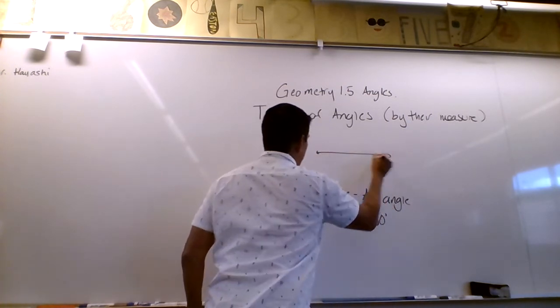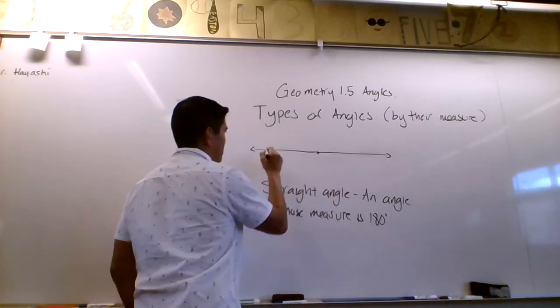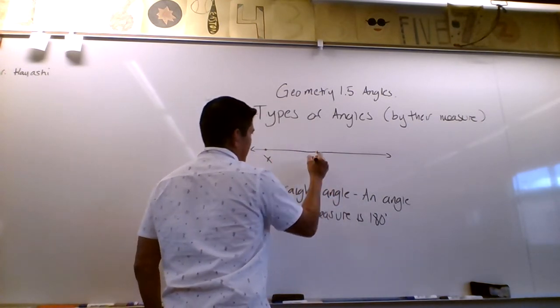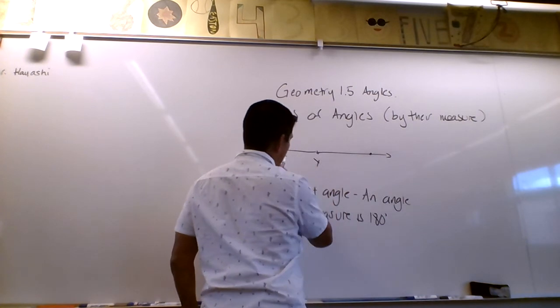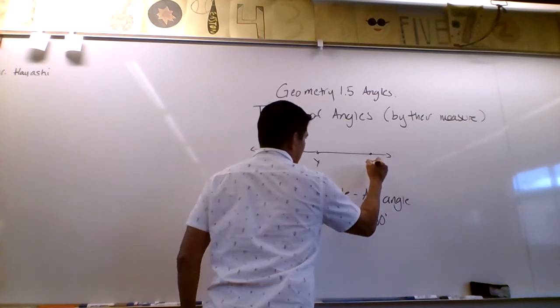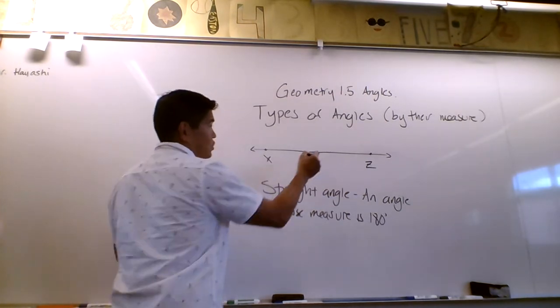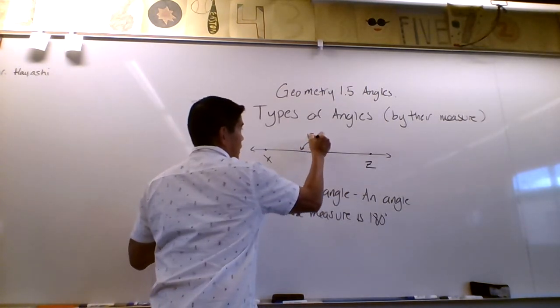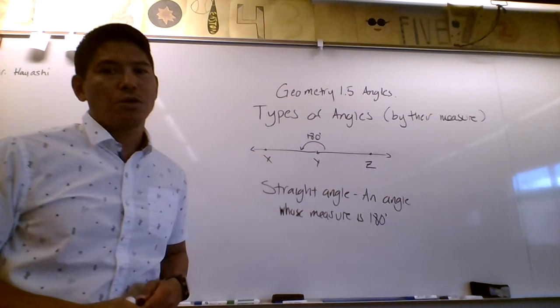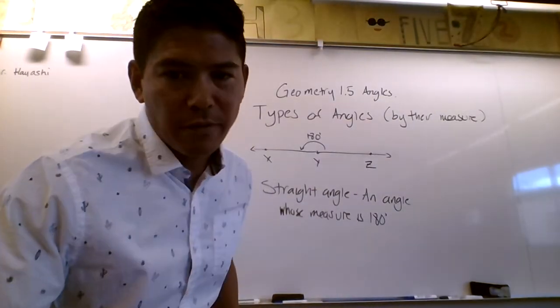I have two opposite rays, YX and YZ, then that angle would be a straight angle, or in other words, 180 degrees. So those are the different types of angles specifically by their measure.